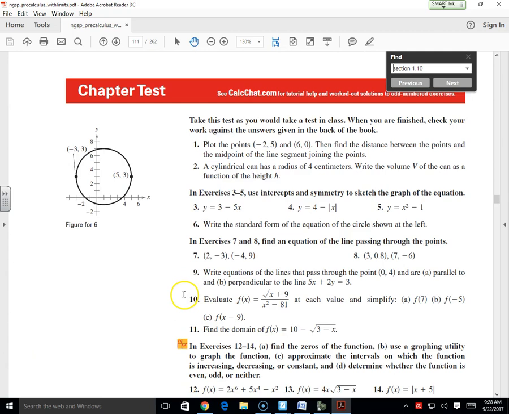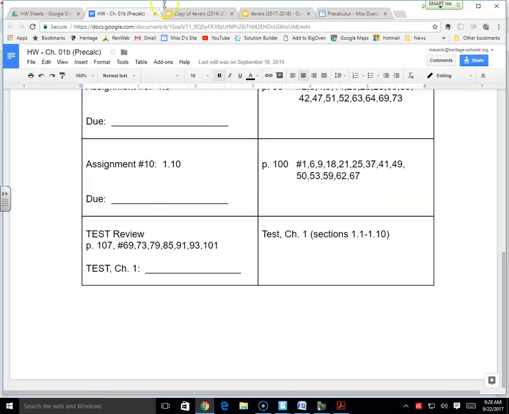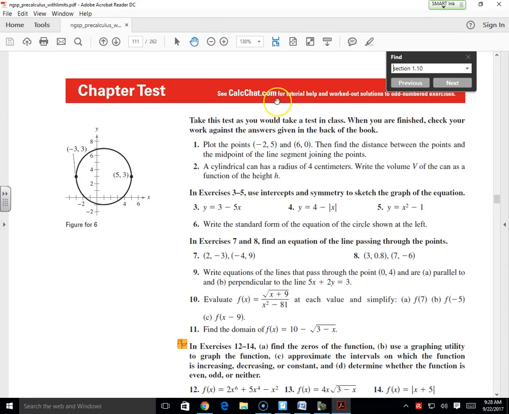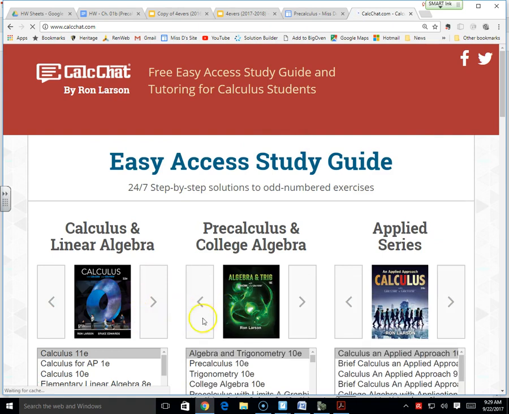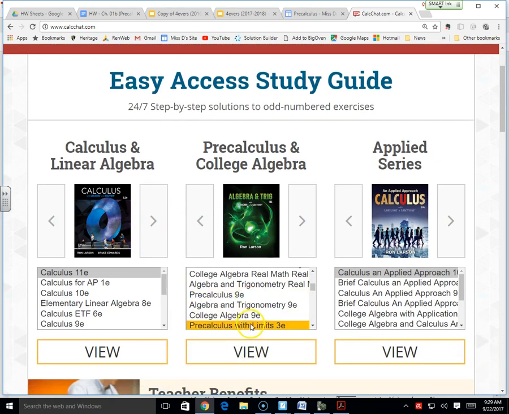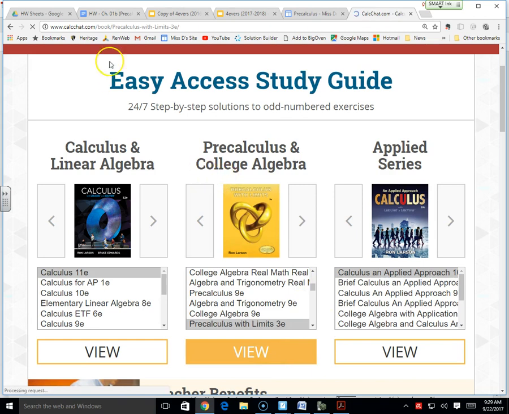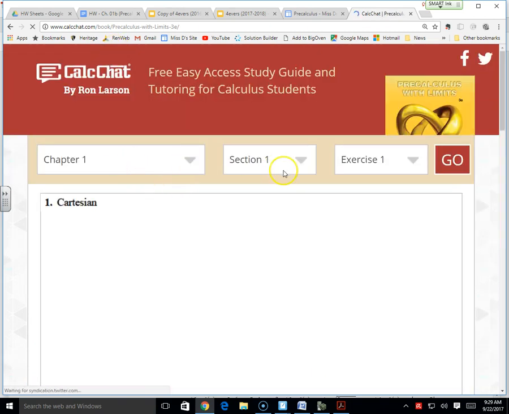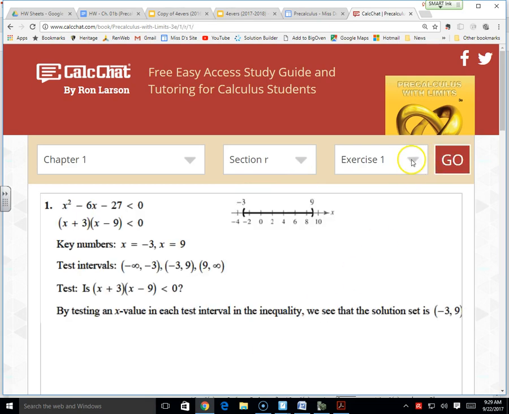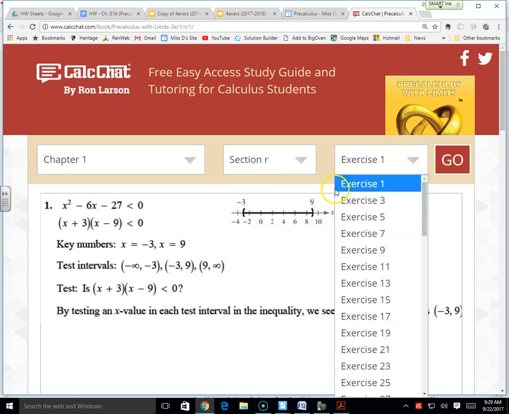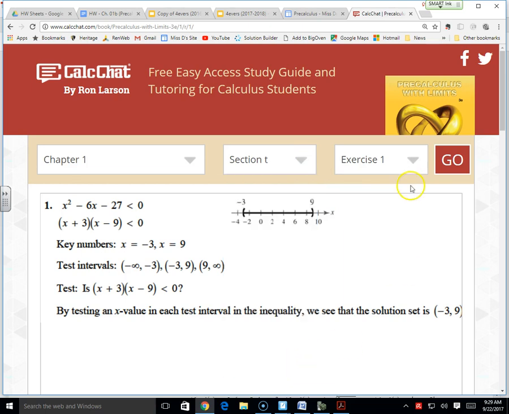Chapter test. Now, I'm going to go ahead and go to Calc Chat. We know what Calc Chat is, yeah? The top of every single section says Calc Chat. If we go to Calc Chat, the chapter test, it says, worked out solutions to odd number exercises, right? We have to go through and find our pre-cal. It's limits 3, right? View. Chapter 1, if we go there, there are 2 different sections. There's the review and there's the test. The review only shows the odds. What does the chapter test show?